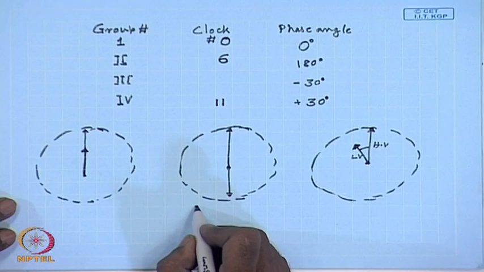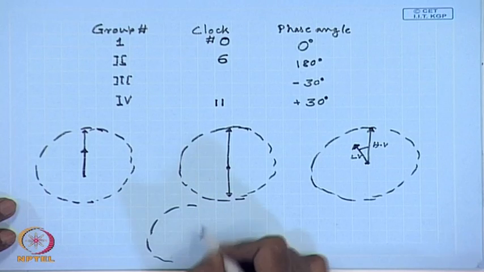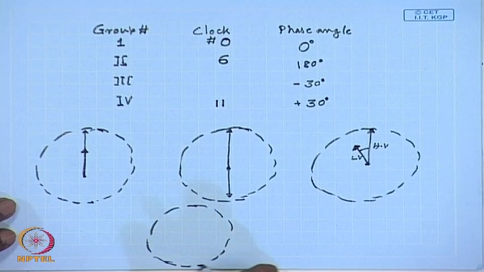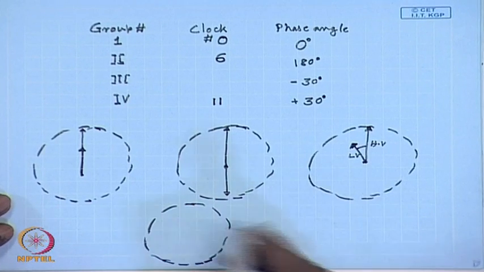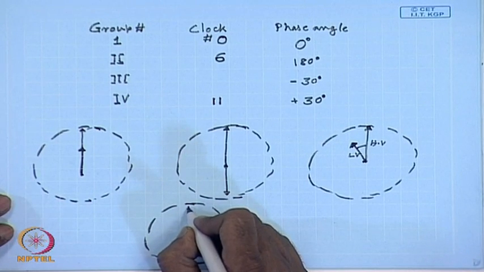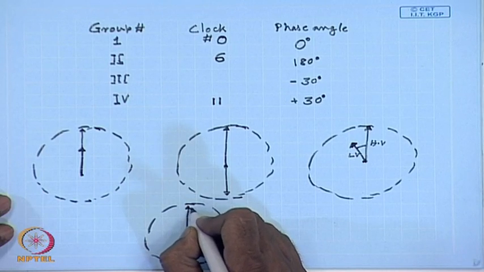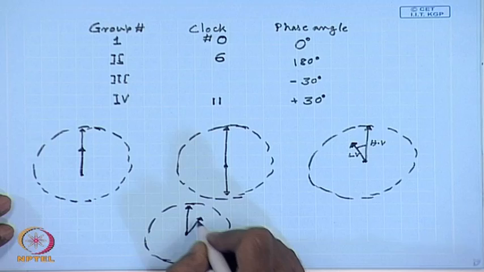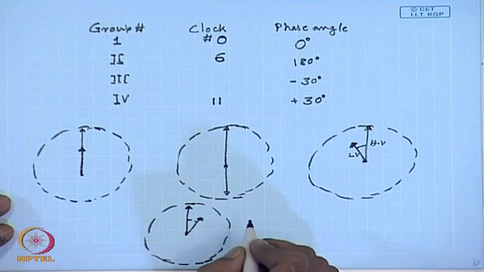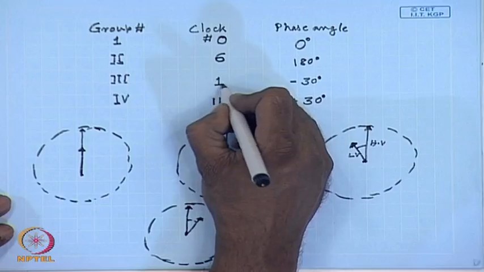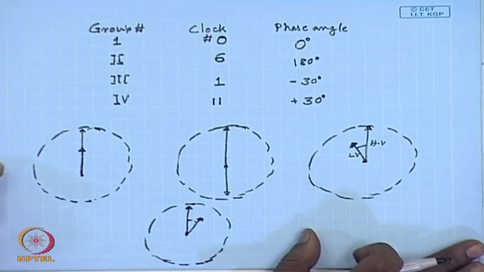Similarly, for minus 30 degree, this is HV line to neutral phasor, this is LV line to neutral phasor, this represents 1 o'clock, therefore, this clock number is 1.